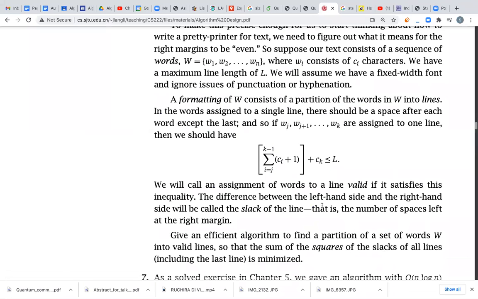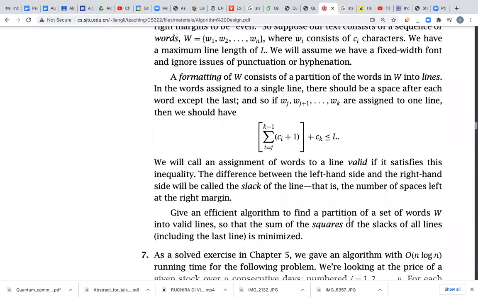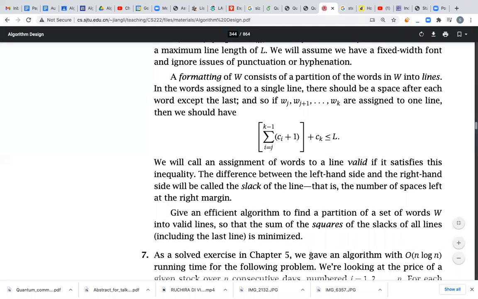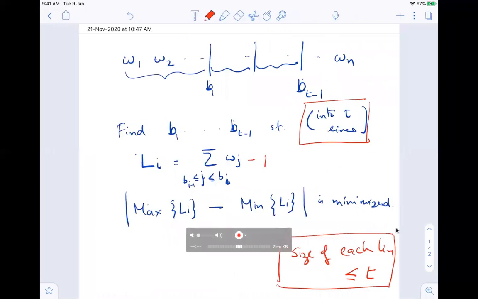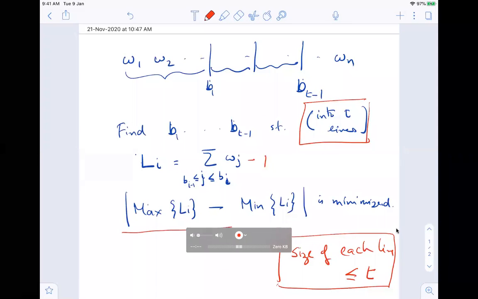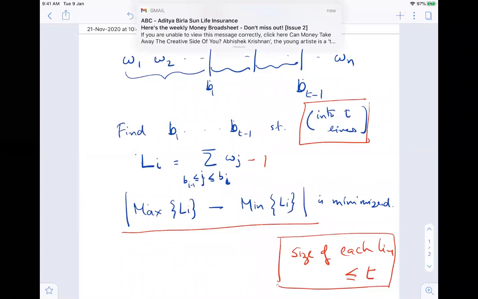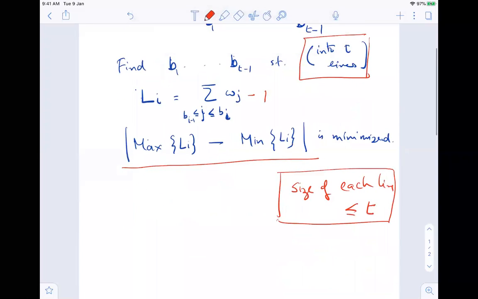And we can call an assignment of words valid. Given a list, partition the words into lines so that the sum of squares... Okay, so they are doing it a slightly different way. Okay, good. So here, this is how we have minimized it, right? But maybe you can do it in a slightly different way. So there are multiple ways of doing it, right?